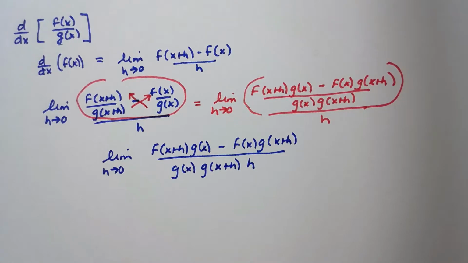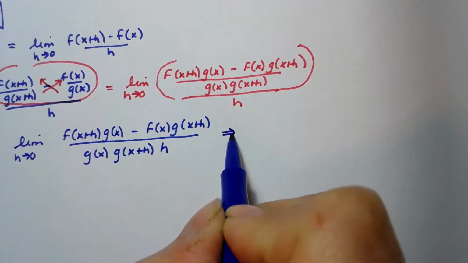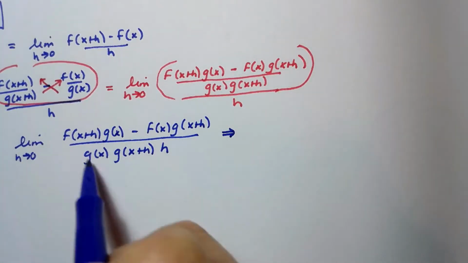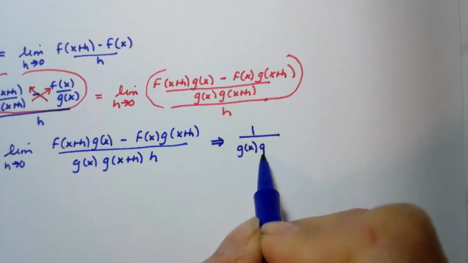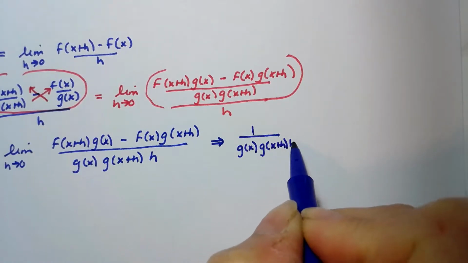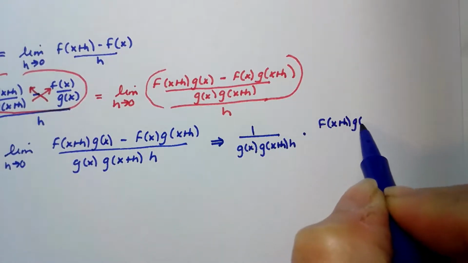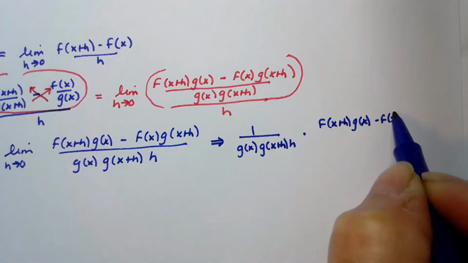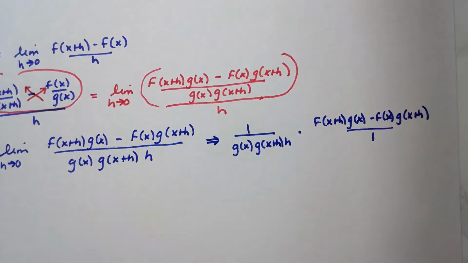And then what I'm going to do is I'm going to use some rules of limits, right? So what you have to realize is that this is the same, so over to the side here, forget about the limit for a second, I'm just focusing on the fraction, as 1 over g of x times g of x plus h times h times f of x plus h g of x minus f of x times g of x plus h over 1 if I want to.